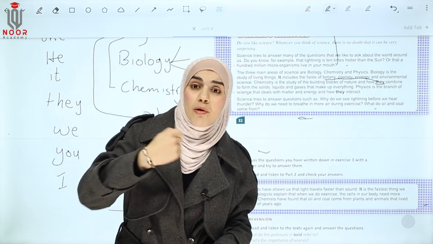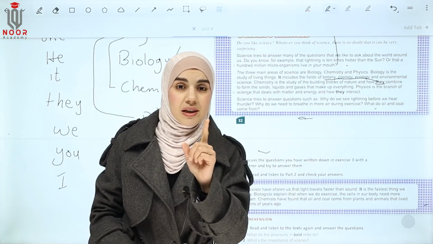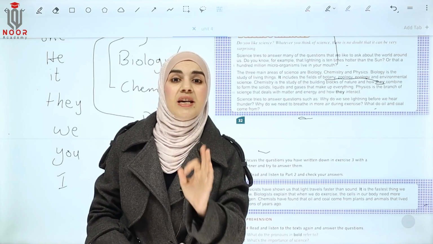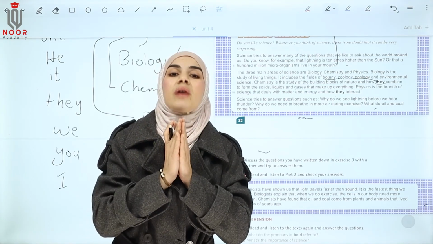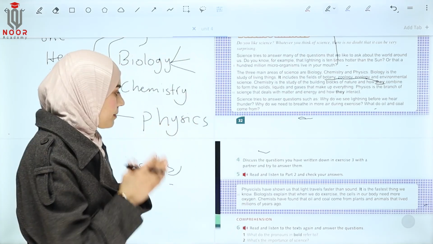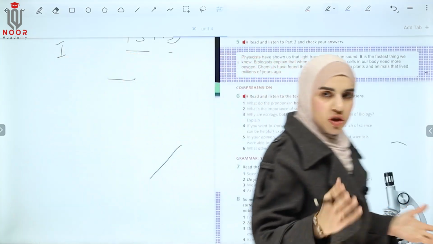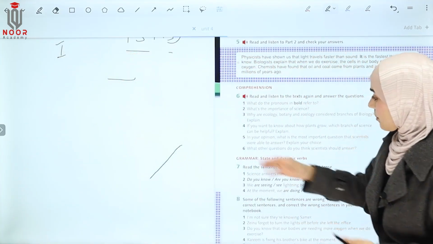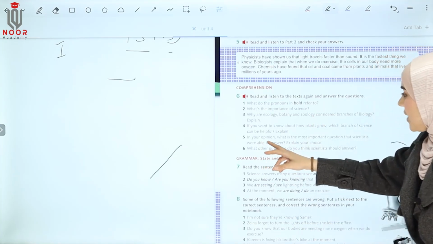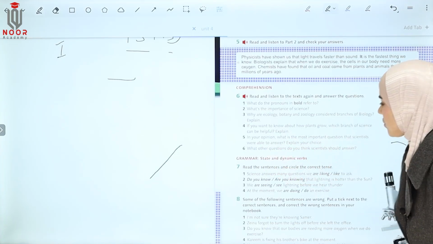Sometimes I can add from my background about the importance of science. But you should focus on writing your sentences grammatically and meaningfully correct. This is a very important thing. Okay. Sometimes our book asks about your opinion, which is a very critical question. In my opinion, what is the most important question that scientists were able to answer?